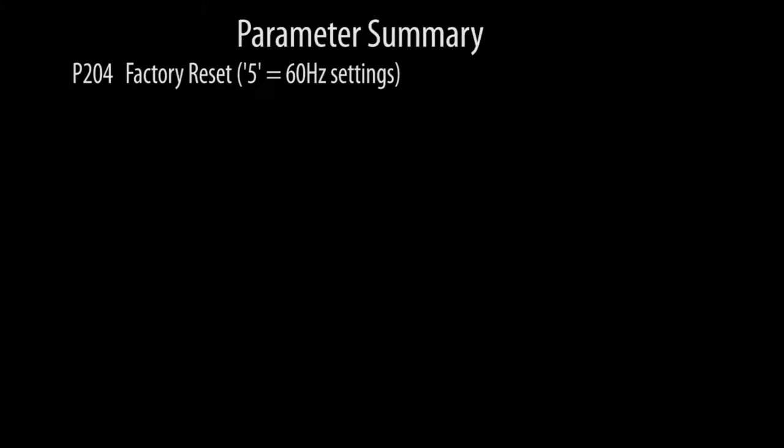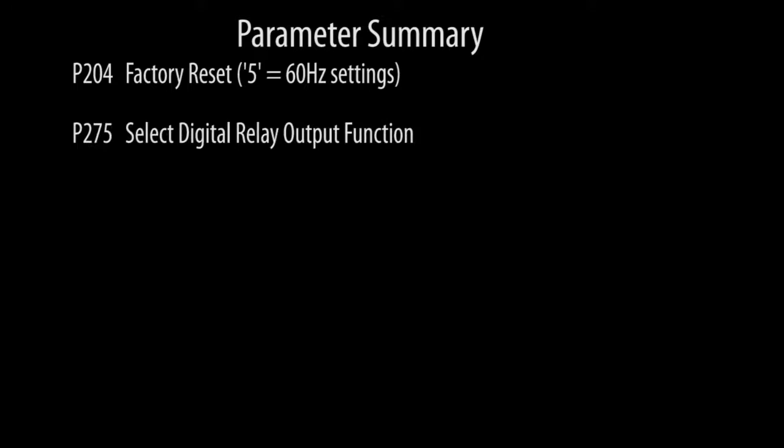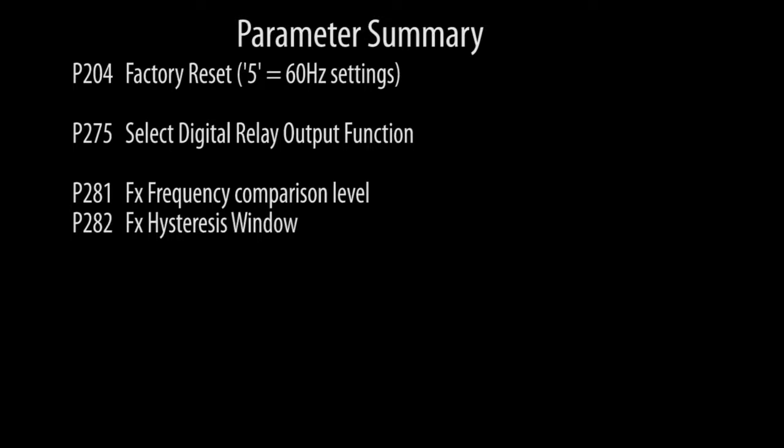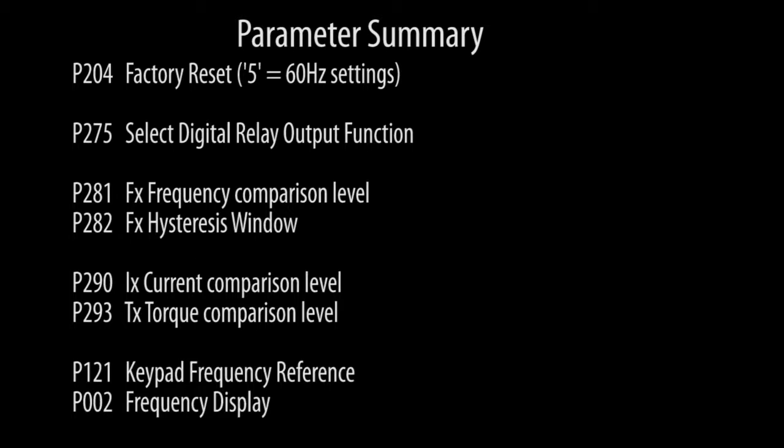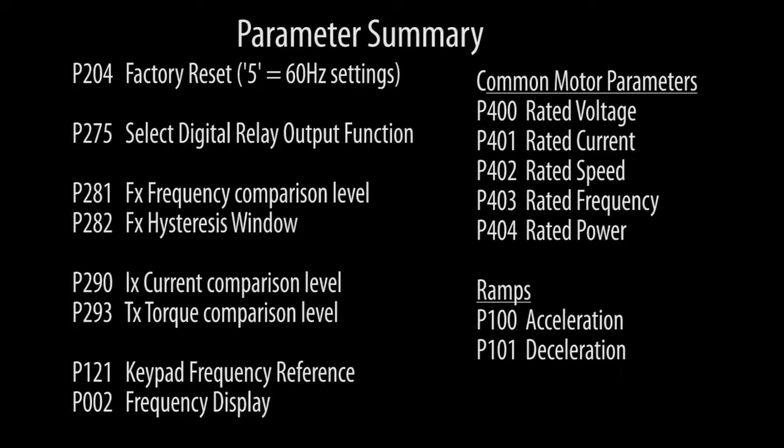So after the factory reset, all we really did was tell the digital output what we wanted it to do. And for some of the functions, we needed to provide a frequency level to compare against, and we found that we could even use hysteresis if we wanted to. And while we didn't do it in this video, there are similar comparison levels for the current and torque monitoring functions. And of course, we also entered and viewed the reference frequencies using these guys. Now, while the default motor parameters worked for this demo, you should be sure to enter your motor parameters in these guys to get the best possible drive performance.